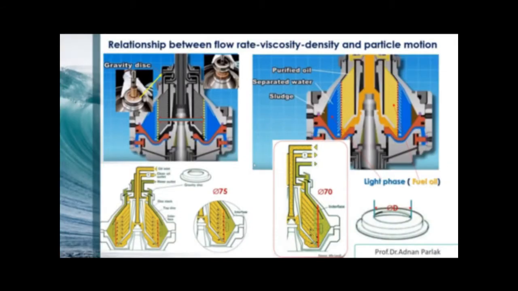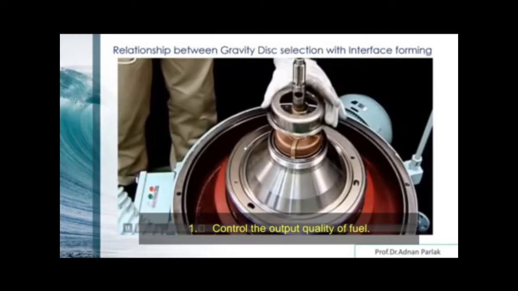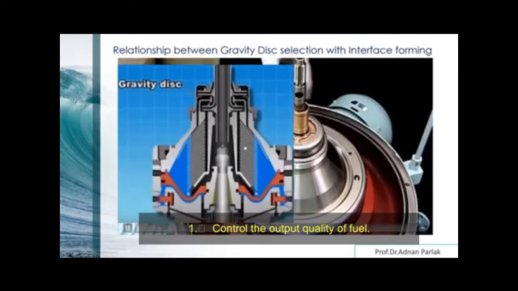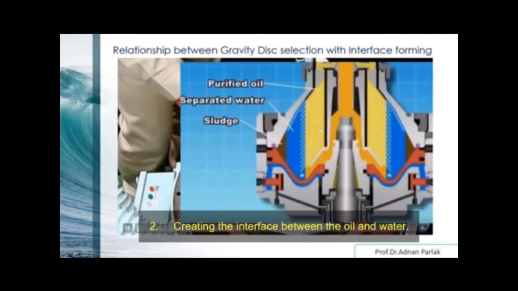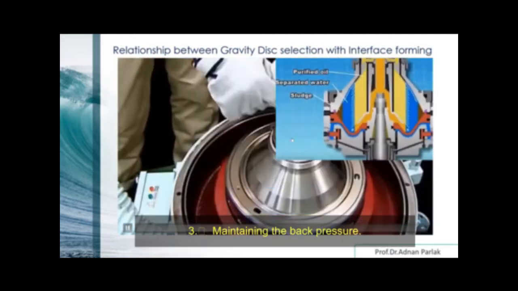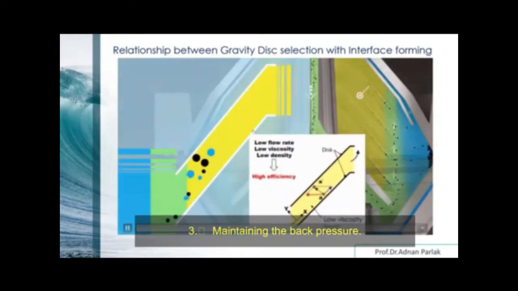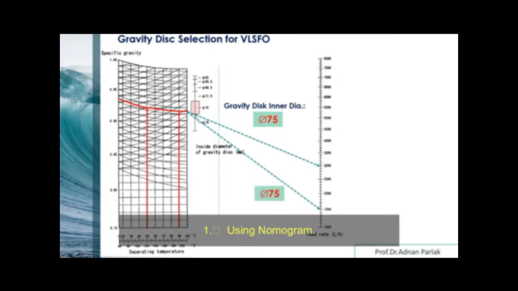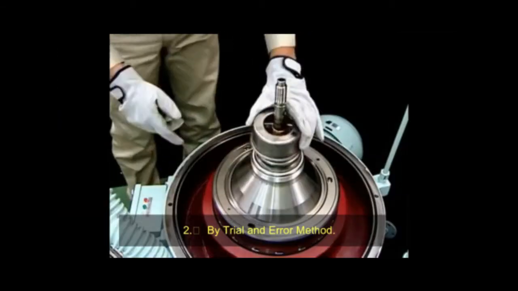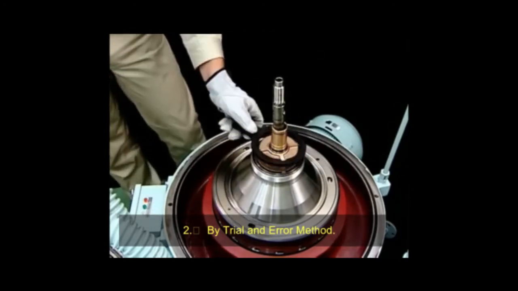Functions of gravity disc or dam ring. 1. Control the output quality of fuel. 2. Creating the interface between the oil and water. 3. Maintaining the back pressure. Gravity disc or dam ring size selection. 1. Using nomogram. 2. By trial and error method.